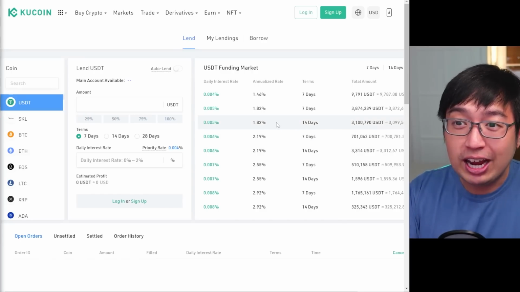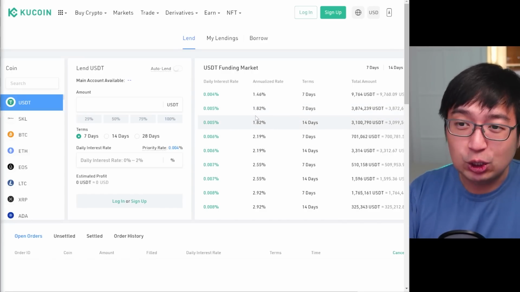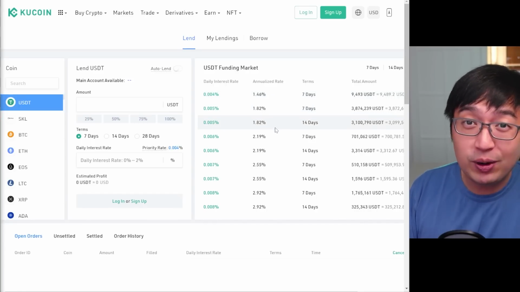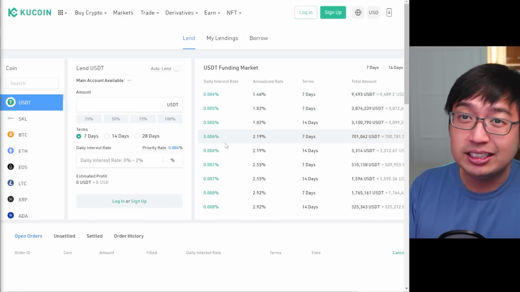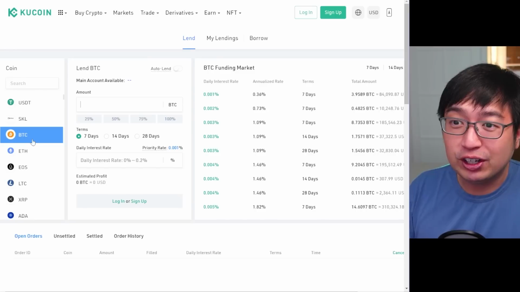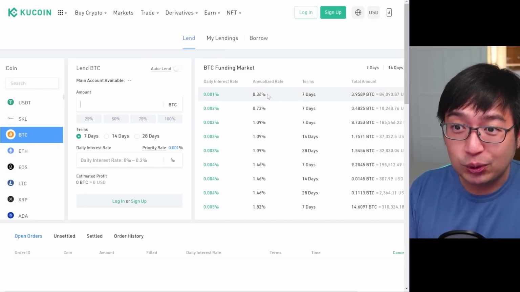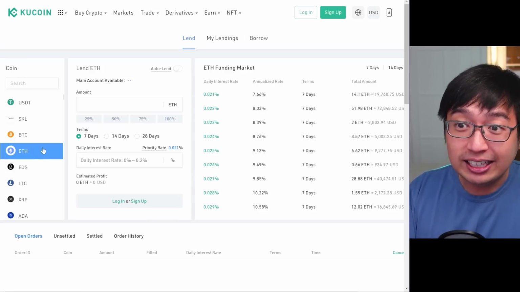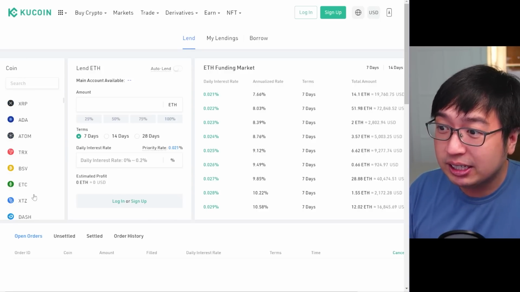So you can see right now the annualized interest rate for USDT is 1.46%, and there's a lot of people that want a loan at USDT. That is something very popular. Now, if we look at Bitcoin, the annualized rate can be as low as 0.36, but if we look at ETH, that is 7.66%.